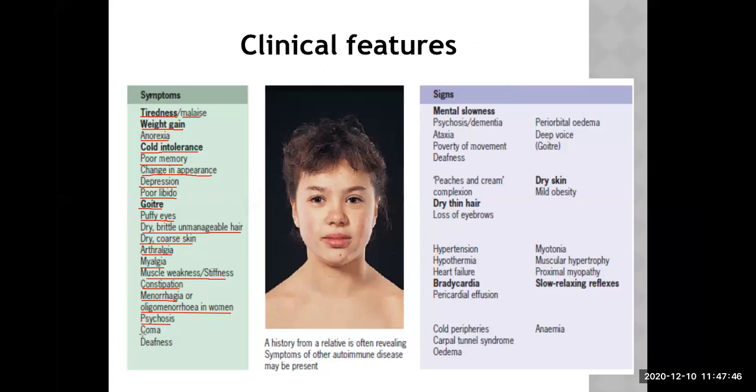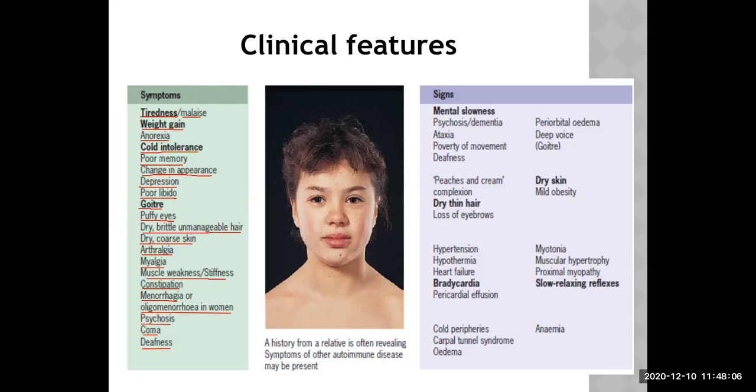Psychosis, coma, and deafness. Most of these features are because of accumulation of connective tissue substances in different tissues or organs. And coma is present in myxedema coma. At the end of this lecture, we'll talk about it.